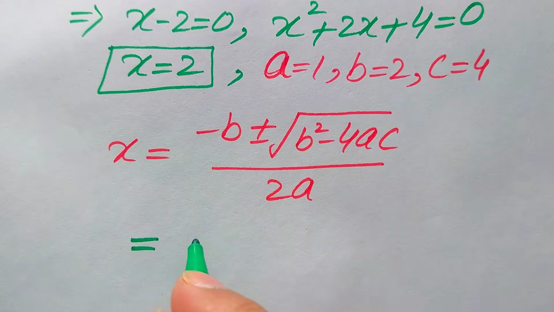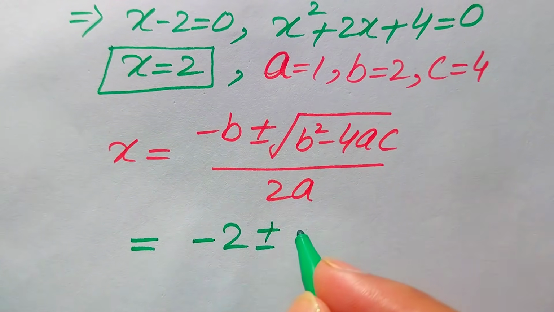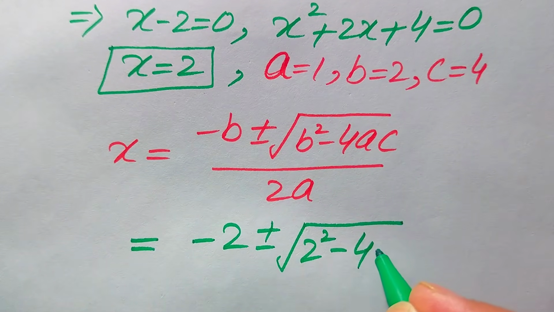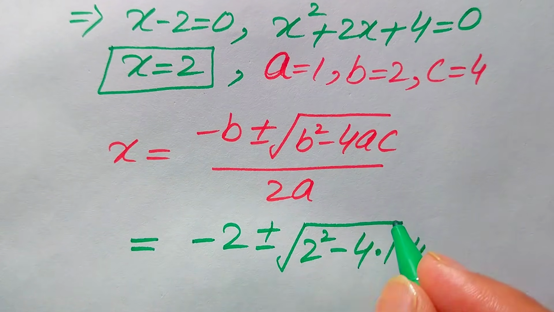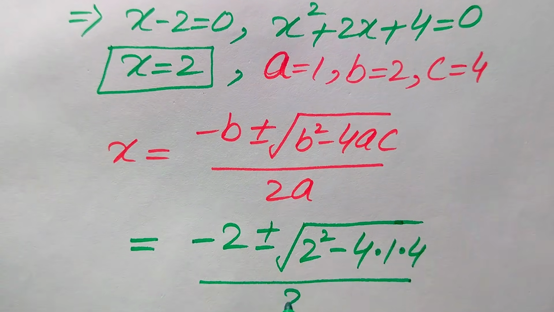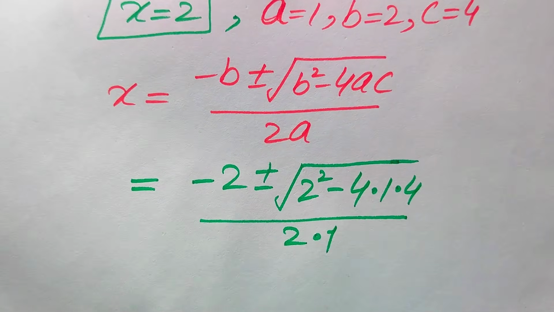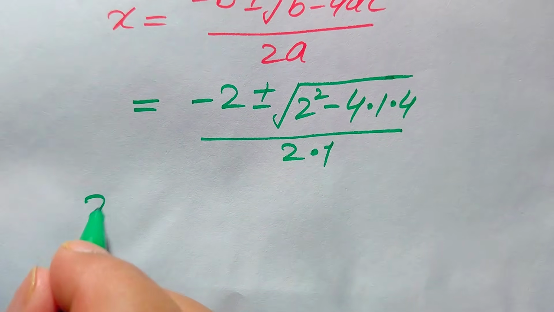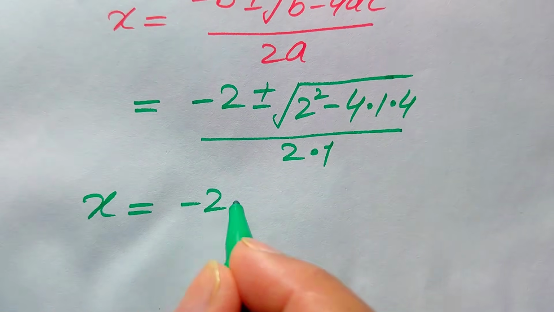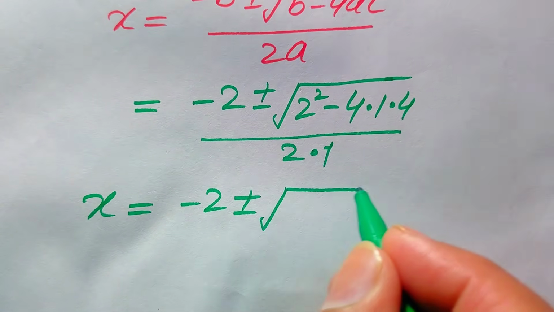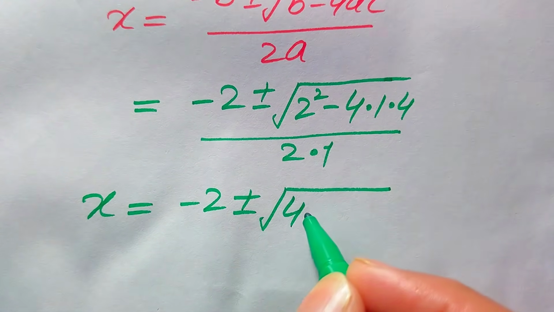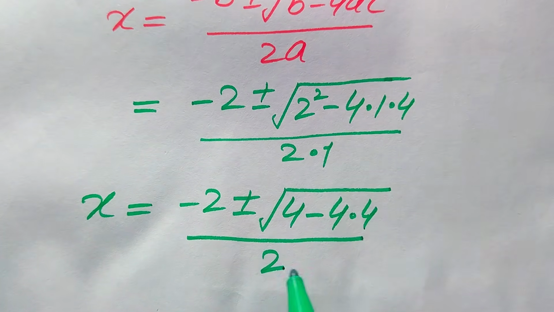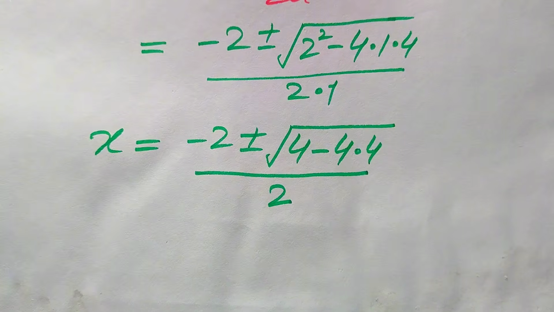We have minus b, the value of b is minus 2, plus minus square root of b square. b is 2 square, minus 4 times a, which is 1, and c, which is 4, and it is divided by 2 times a, and here our a equals 1. Further in the next step we need more simplifications, and it will be written as x equals minus 2 plus minus square root of 2 square, and 2 square becomes 4, minus 4 times 4, divided by 2 times 1, which equals 2.